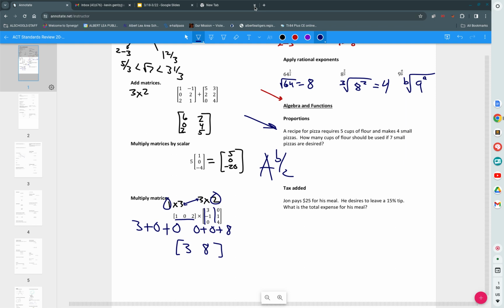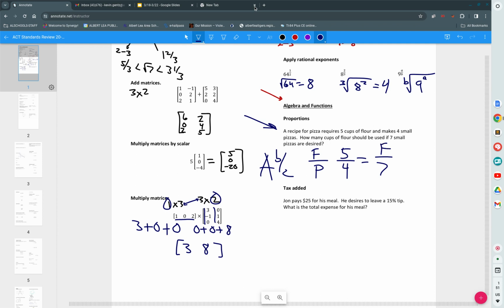Okay, how I set this up is I always take the flour and put it over the number of pizzas. You can switch it up and that's fine, but this just helps me stay organized in my work. The amount of flour is 5 cups. It's going to produce 4 pizzas. We're going to set that equal to 7 pizzas, and we're wondering how much flour.